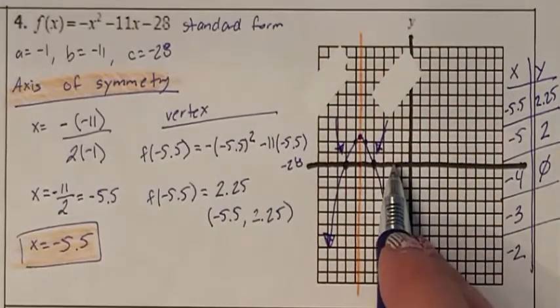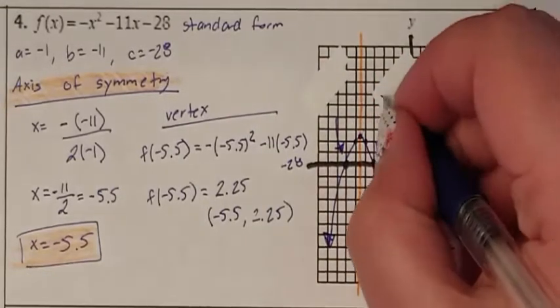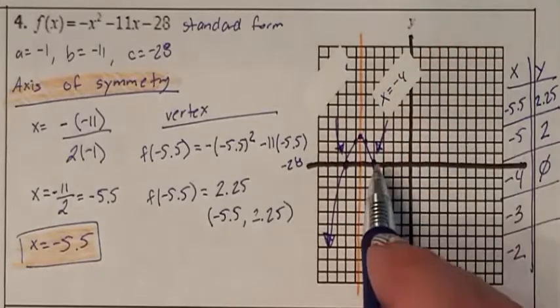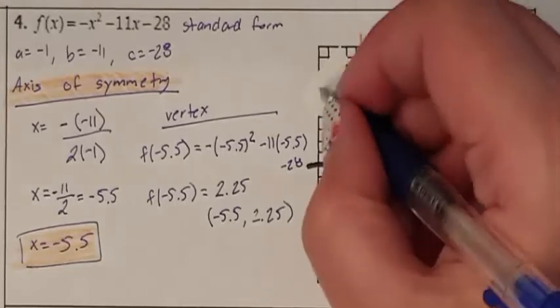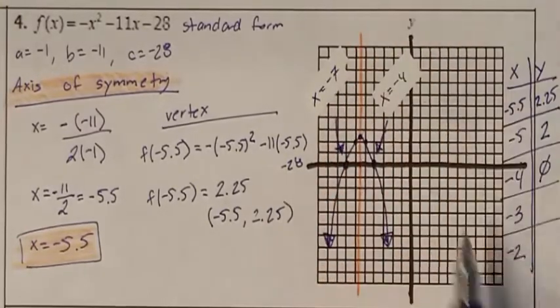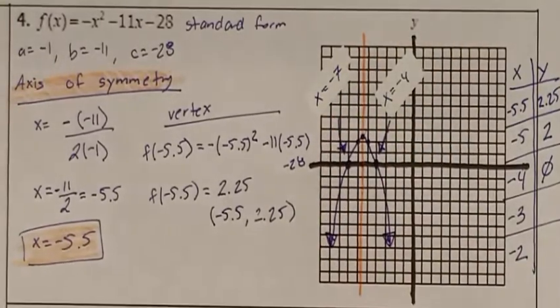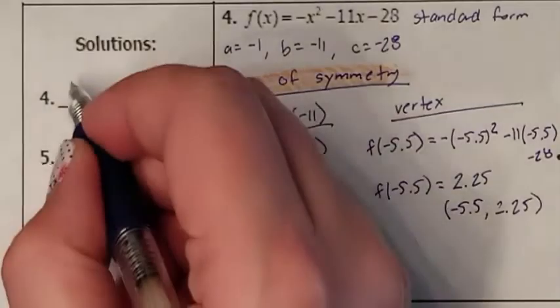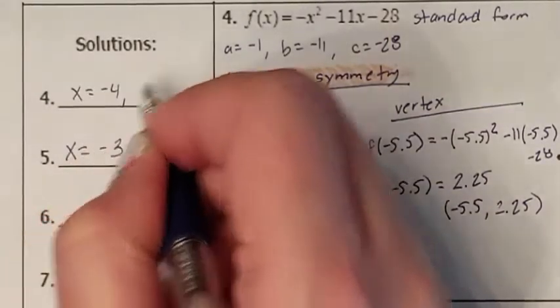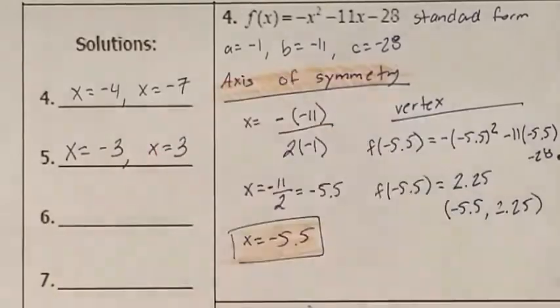This was -1, -2, -3, so this was at -4. 1, 2, 3, 4, 5, 6. This was -7. So I found my two answers, one at -4, the other at -7. So the solutions for problem number 4: x is at -4 and x is at -7.